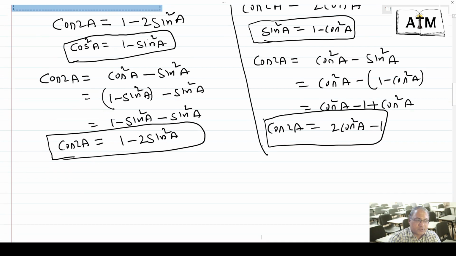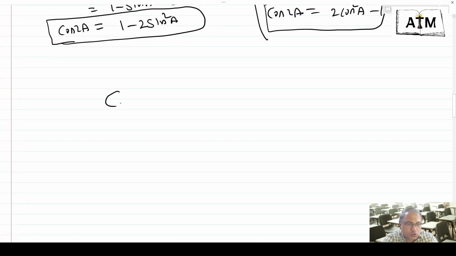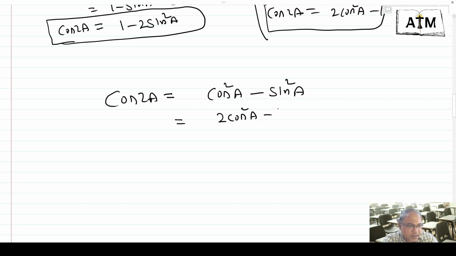Thus cos 2a has three formulae altogether. First one, cos square a minus sin square a, we can call it the main formula, and two modified formulae, that is 2 cos square a minus 1 or 1 minus 2 sin square a.